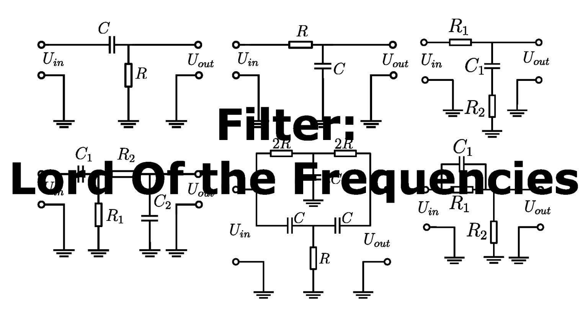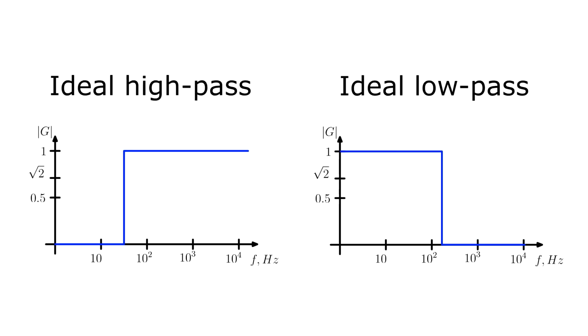There are several basic types of filter, and each filter has its mirrored copy. Therefore, filters can be grouped into pairs of twins. The first pair is the high-pass and low-pass filters. This type of filter has one parameter, the cutoff frequency.